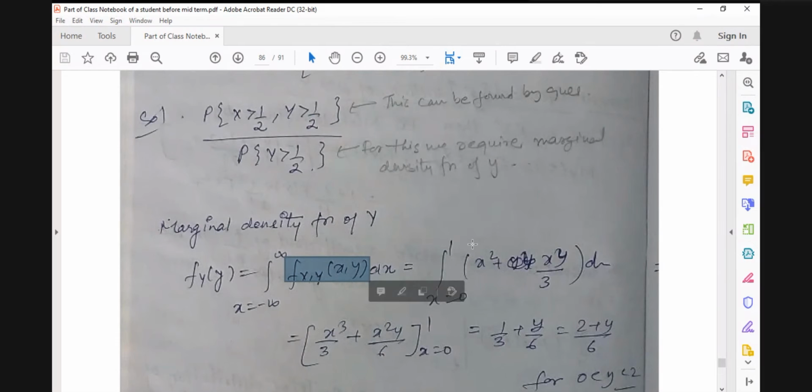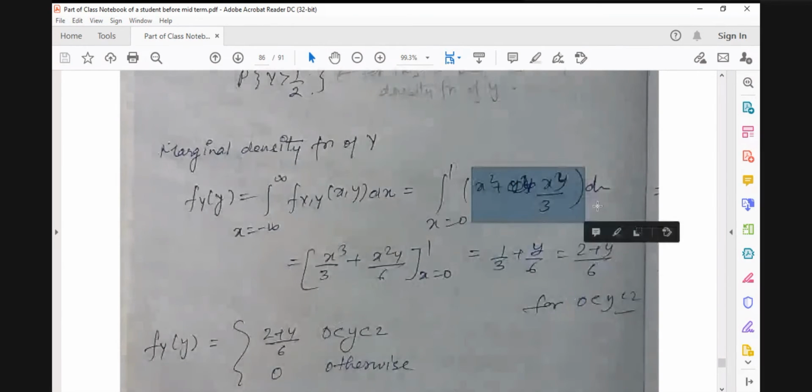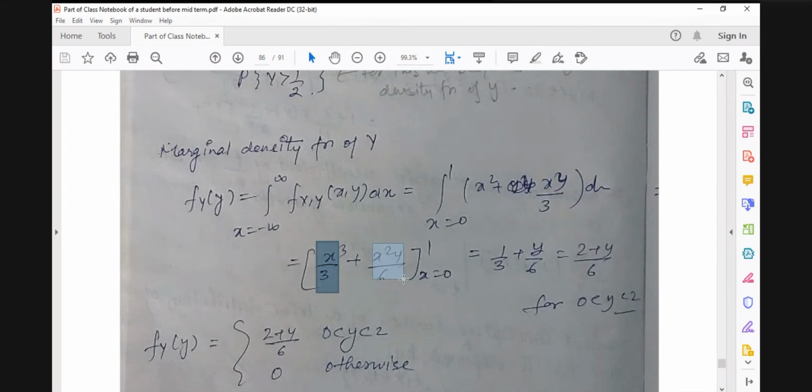And in this domain, it is having this definition, x square plus xy by 3. And then you have to integrate with respect to the variable x. So the integration of x square is x cubed by 3. And this is x square by 6 because 3 is already there. And then you put lower limit 0 and upper limit 1, and finally you arrive at this result, 2 plus y, for y lies between 0 to 2.